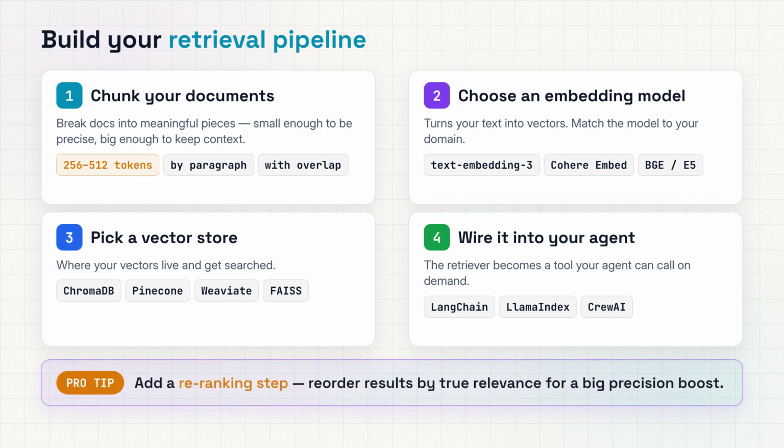And one bonus move that punches way above its weight, add a re-ranker. Run your results through it and it reorders them by true relevance. Tiny effort, big accuracy win.